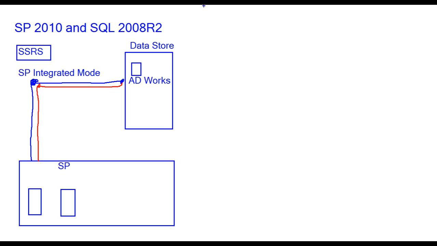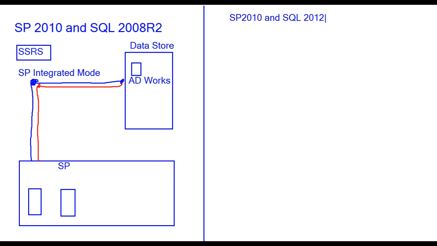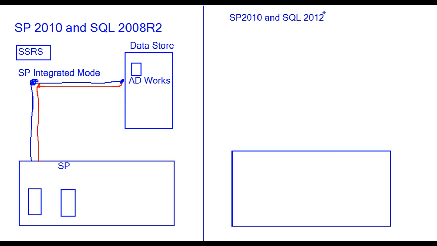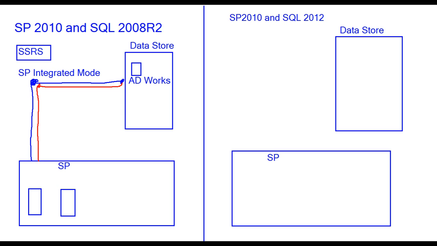What happened, however, with SharePoint 2010 and SQL 2012, this got greatly simplified. You know, now we just have SharePoint, and we have our data store. So we'll say the same thing, AdventureWorks. So now, essentially, rather than having to go up to reporting services and it tell us where to go get the data from, we can go straight over here and then straight back to SharePoint.